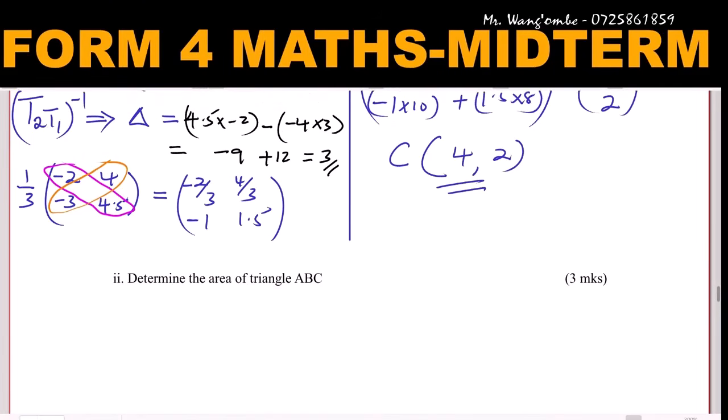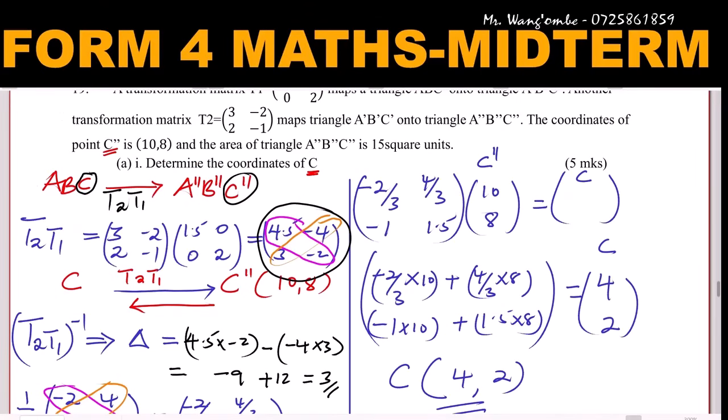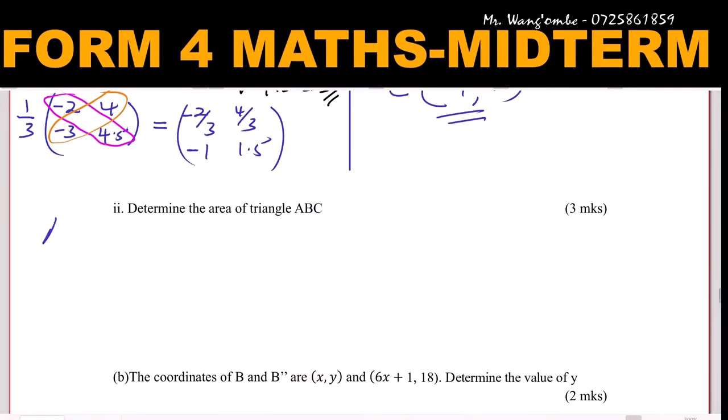We go to part 2. Determine the area of triangle ABC. The area of triangle ABC. So you're given the area of A double prime, B double prime, C double prime. So you have ABC, that is what you want to get the area of, and then you're given this one as 15 square units. So what are you going to use to get the area of triangle ABC?